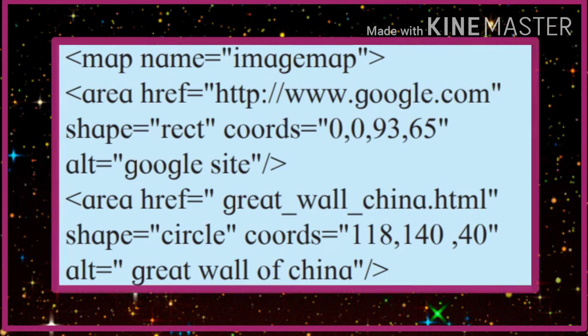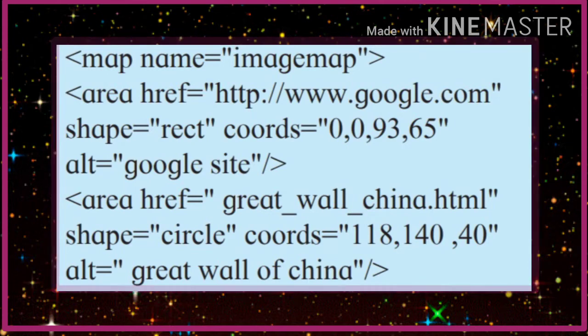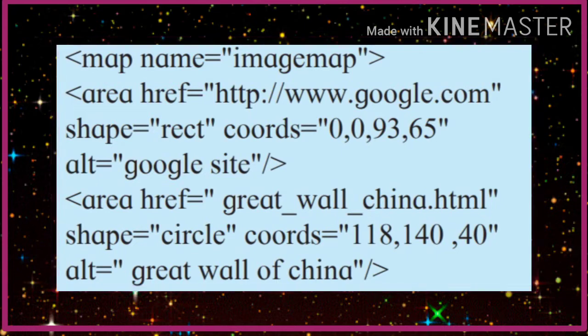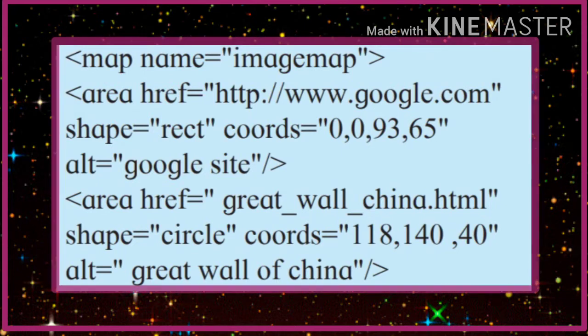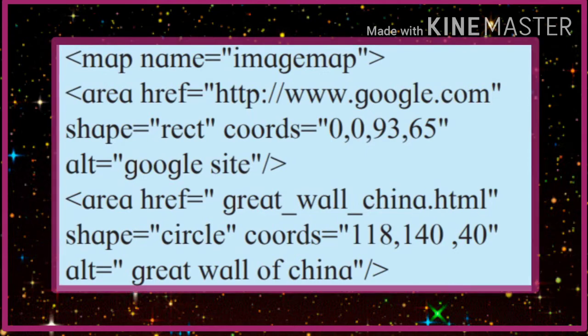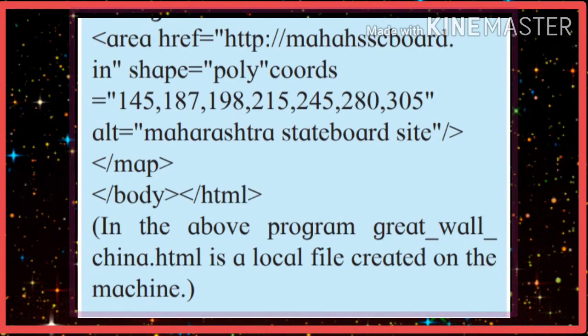The second area tag defines the shape circle. Also, it contains 3 attributes: href, alt and coords. Here, the value of href attribute is a local web page. So, when you click this circle area, it will open the local web page greatwallchina.html. The third area tag specifies the shape polygon.